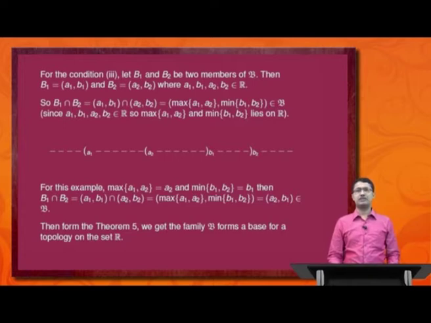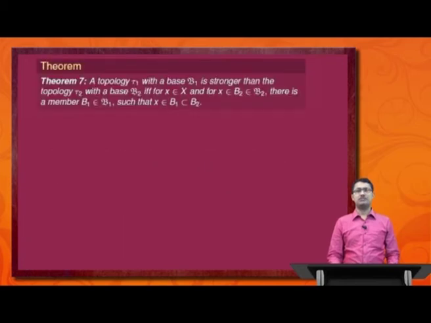So from theorem 5 we get that the family script B forms a base for a topology on the set R. Next we introduce another theorem, theorem 7: a topology tau 1 with a base script B1 is stronger than the topology tau 2 with a base script B2 if and only if for any x belonging to X and any B2 in script B2 containing x, there exists a member B1 in script B1 such that x belongs to B1 and B1 is a subset of B2.